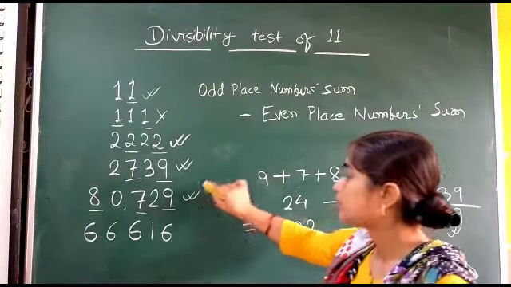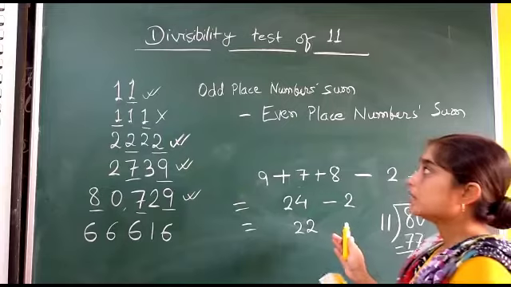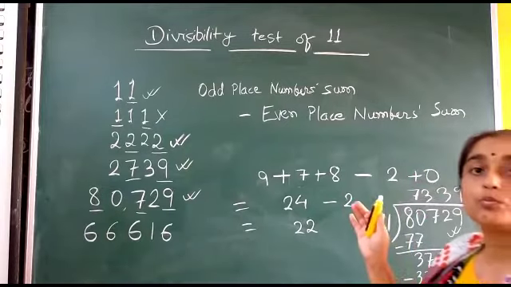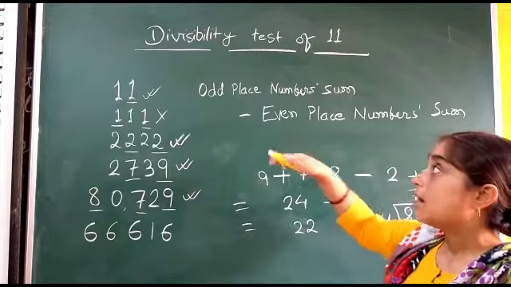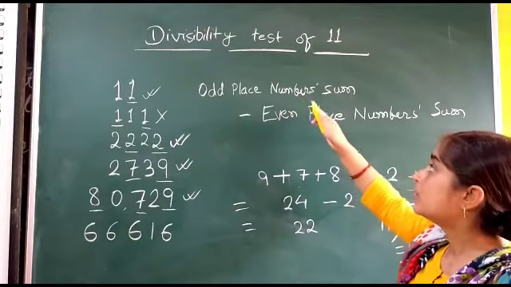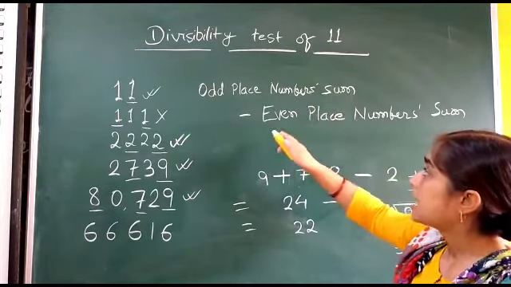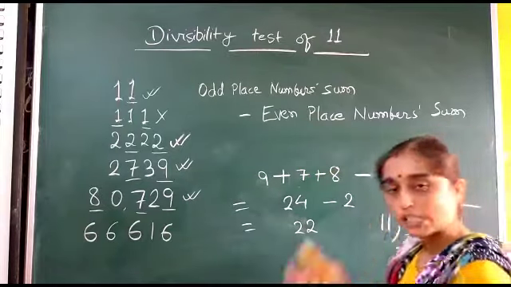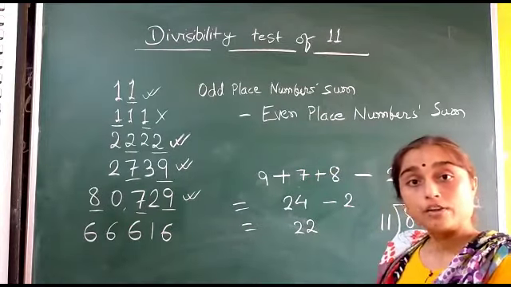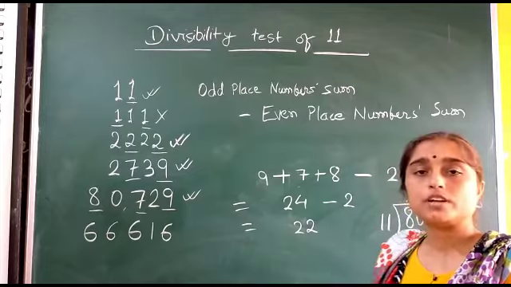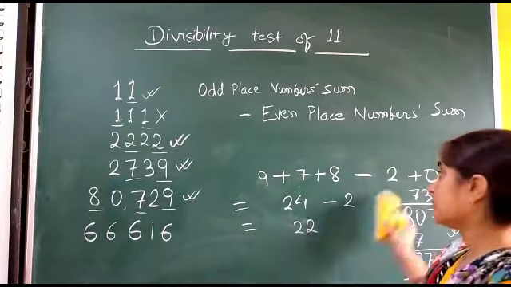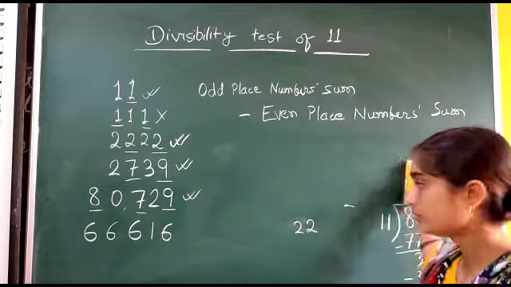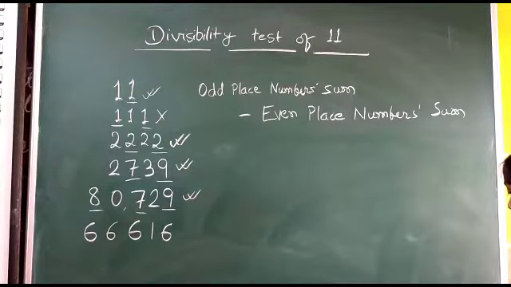So we have found out that if the number that we are given to check whether it is divisible by 11 has the difference of the sum of odd place numbers and even place numbers as 0 or 11 or any other multiple of 11, then the number is divisible by 11. Yes? Now one more example is over here.